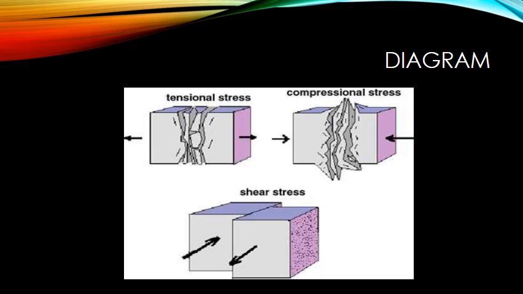Similarly, in compression, the arrows show pushing inside the block, and the molecules get contracted, and whenever the sustainable capacity is over, the molecules get distorted or deformed, and we get compression stress. As well as there is shear stress, which is known as tangential stress.